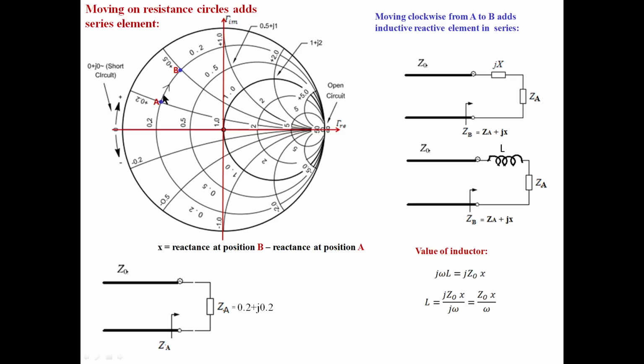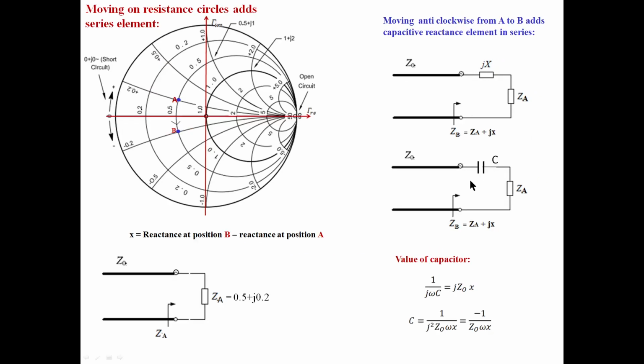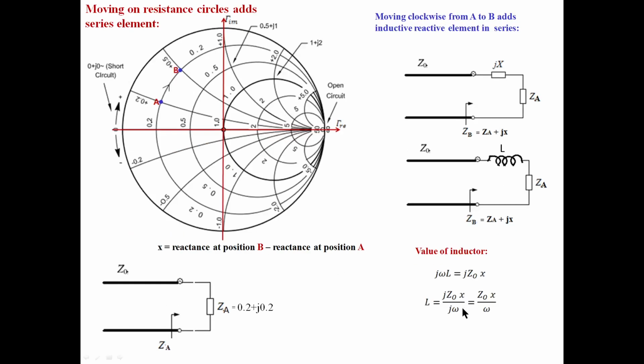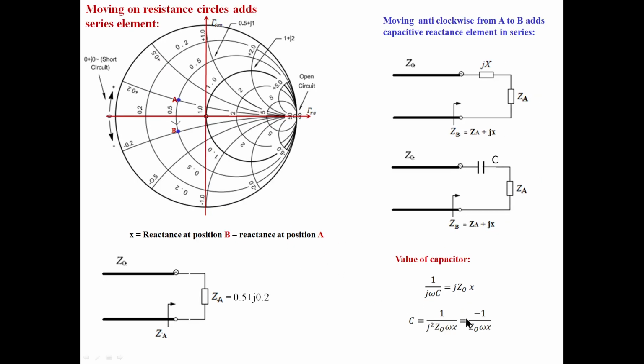Okay, see like this. So this is a series element. What is the value? This is a way of finding. For a series element, we are finding a reactance value and calculating the value of L and C. So if you move on a resistance circle, a series element will be added like this. It may be an inductor or a capacitor. You can find out the value of C and L using this equation and this equation. Okay, this is the way of finding.